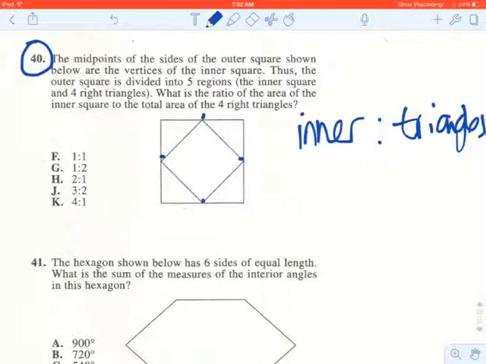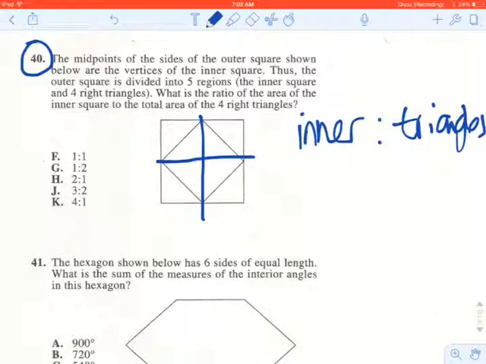Okay, so we're looking to compare the inner square to the combined area of these triangles. So ratios are always part to part, and it's easier when they're broken up all into the same number of, or to the same size parts, right? So what's tricky here is that you've got this inner square that is a different size and shape of all of the triangles. But we can break this up into parts that look like our triangles.